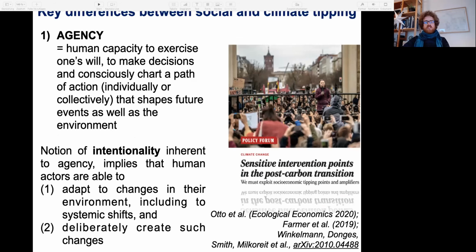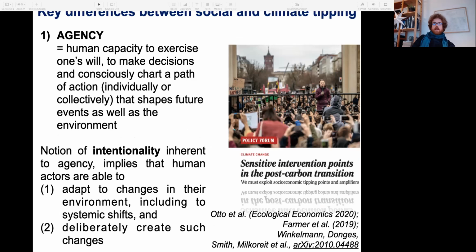The first one is agency. The second is network structure and social structure. The third is the spatial and temporal scales. The fourth is the complexity of the systems. And I will go through them. These 4 characteristics are the ones that we built our analytical framework around.